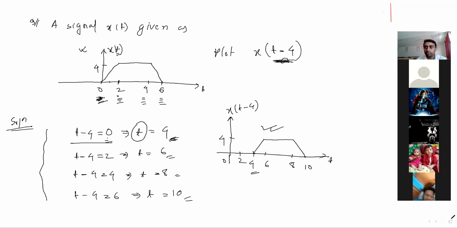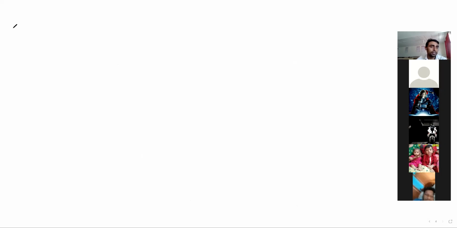Let me give some more examples. When we go on to solve problems, then your concept will be clear. Question is, draw the following signals. You should know these things very nicely because they are very important for you.